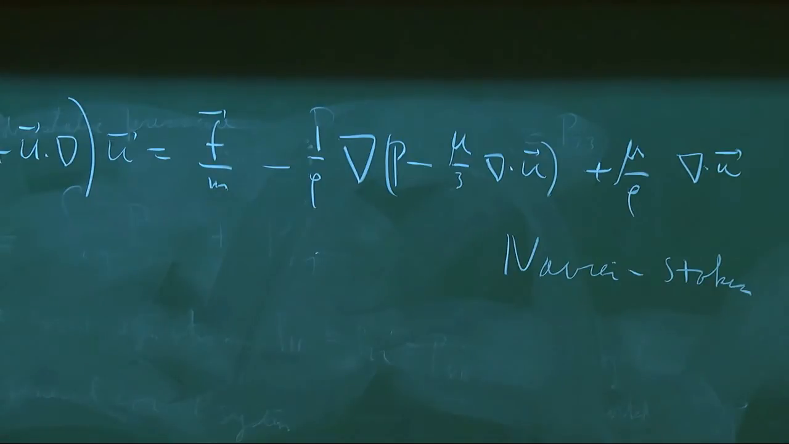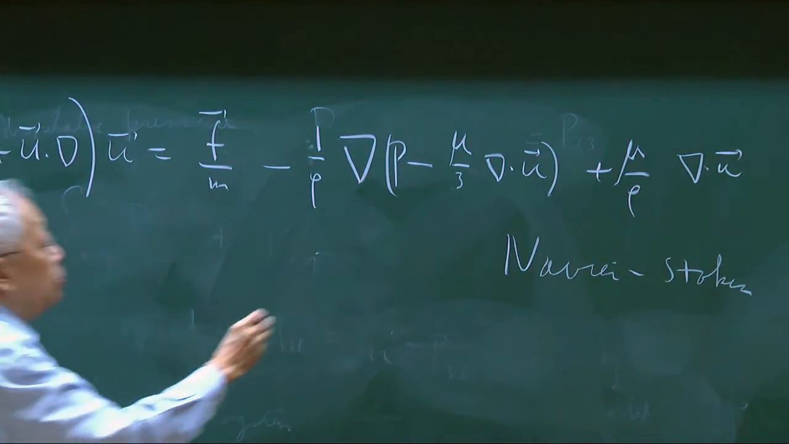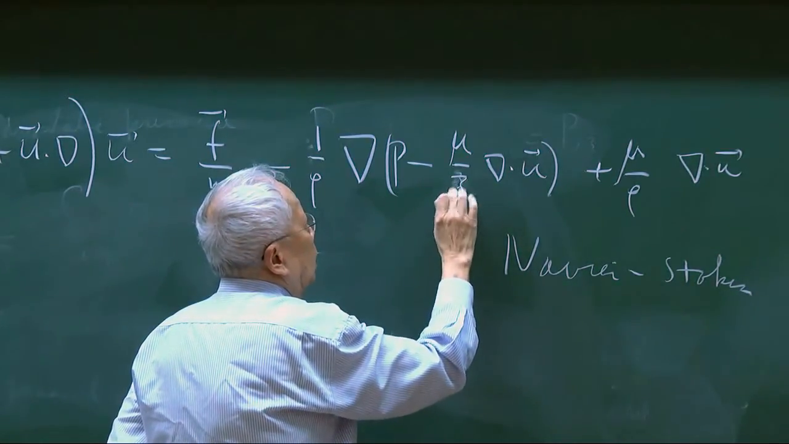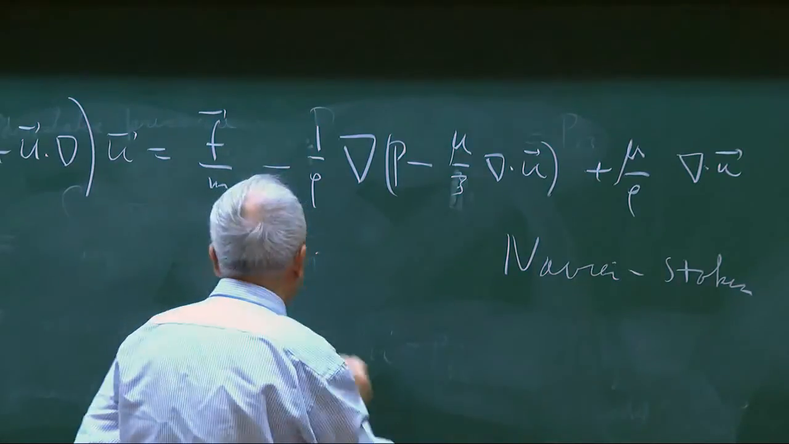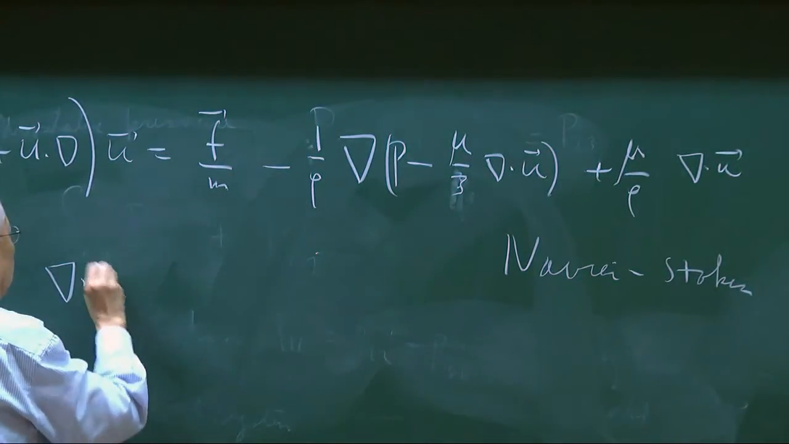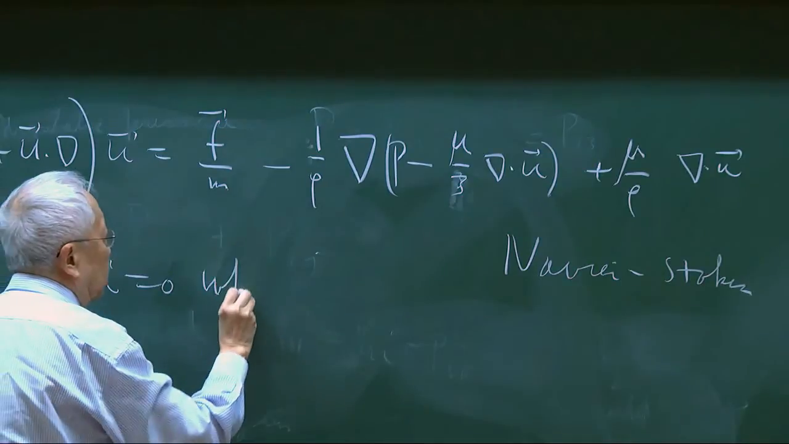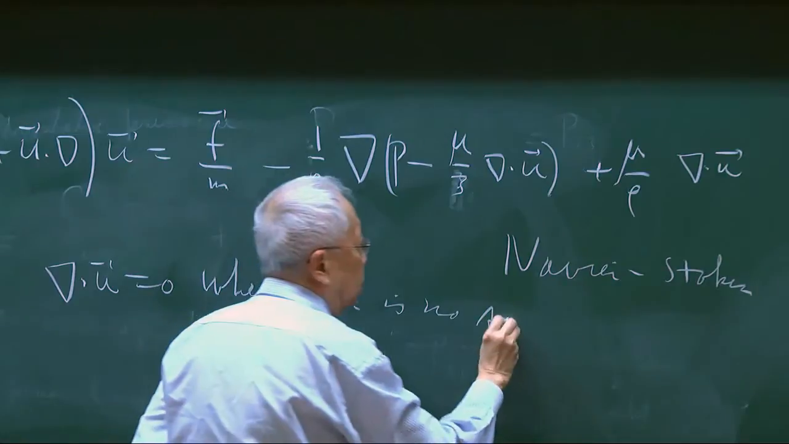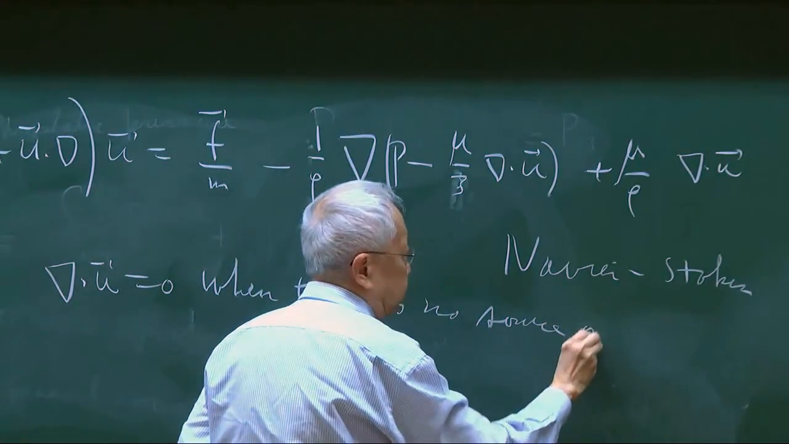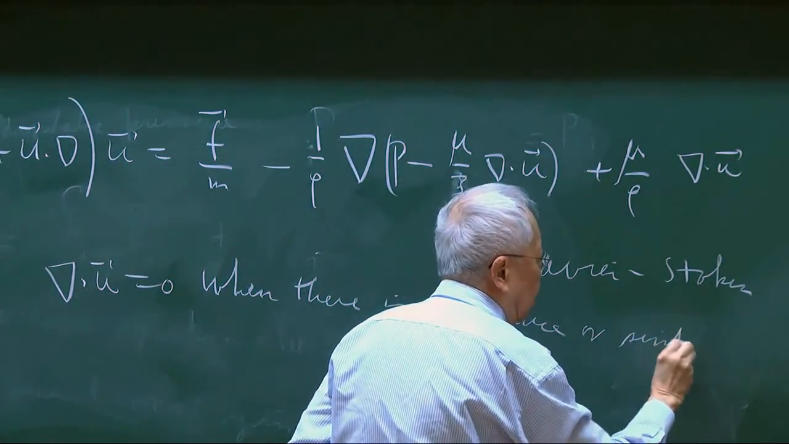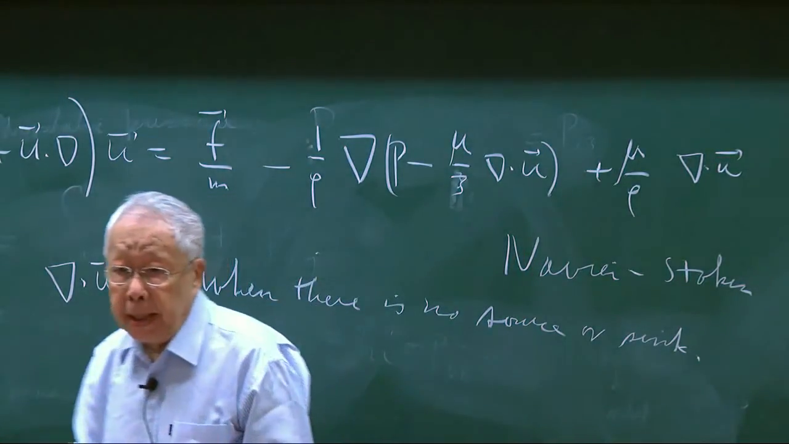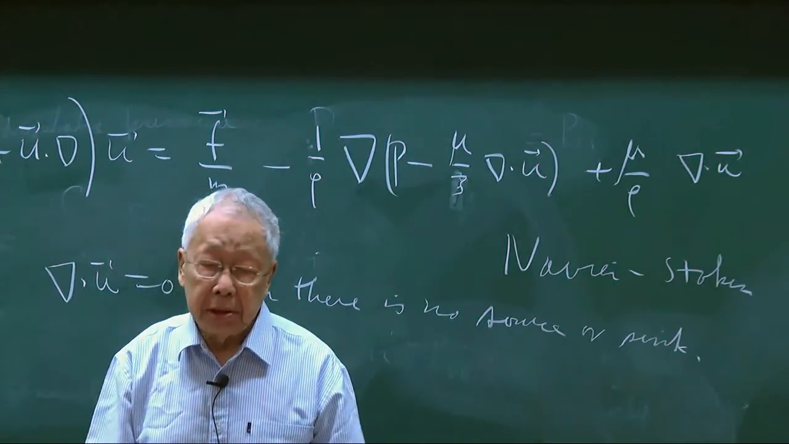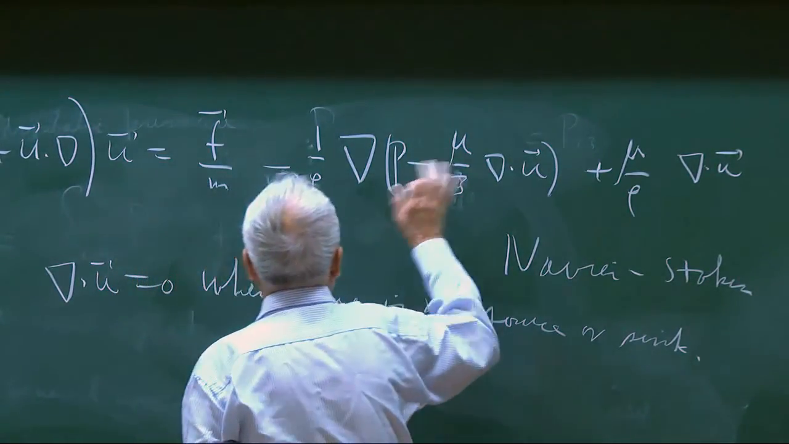Sometimes when you see it quoted without this term, that is because in those cases they have assumed that the divergence of u is 0. The divergence of u is 0 when there is no source or sink. In other words, in the fluid there's no source that adds to the fluid, and there's no sink which drains it out. In that case, the divergence of u is 0, and then you don't have this term.